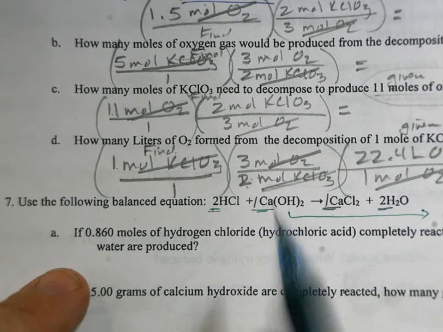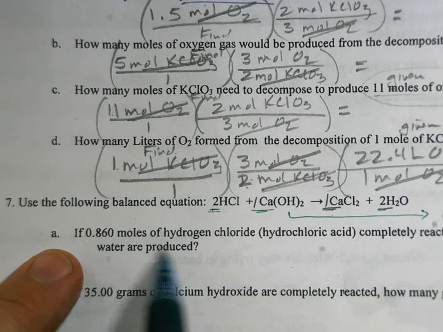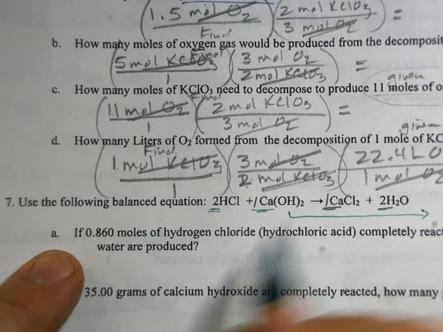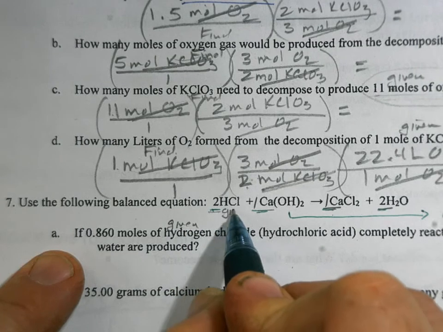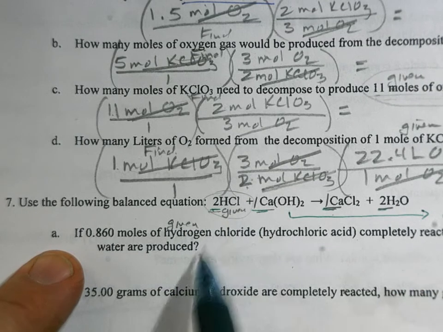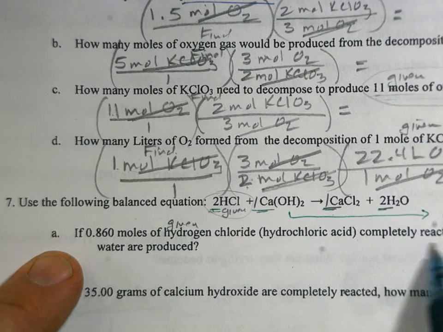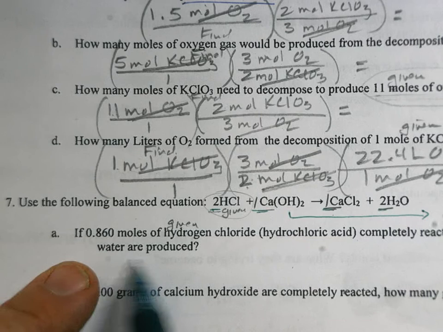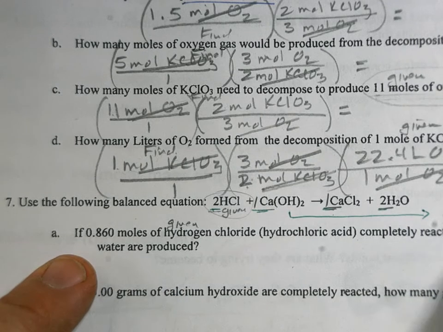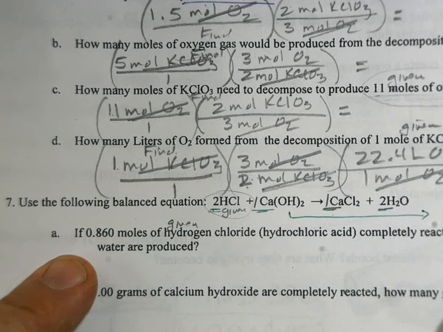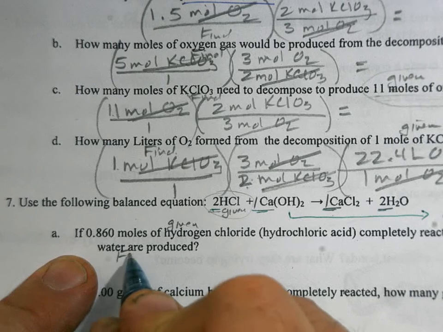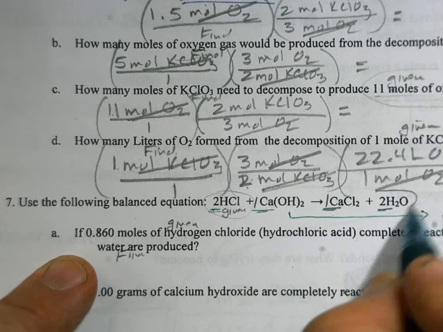So first off, in this problem, if this many moles of hydrochloric acid, HCl, now that's our given. I'm just going to label this given, and up here, given, so I know that that's HCl. Completely react with calcium hydroxide. So how many moles of water are produced? They're saying it completely reacts with calcium hydroxide, but we don't really care about that. It's just saying it's reacting. What we want to find is how many moles of water, so I'm going to circle this.